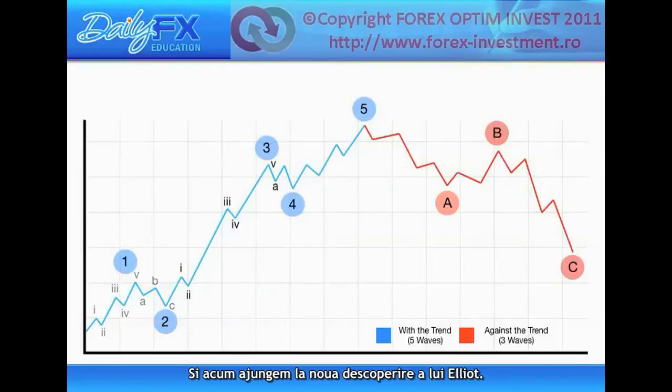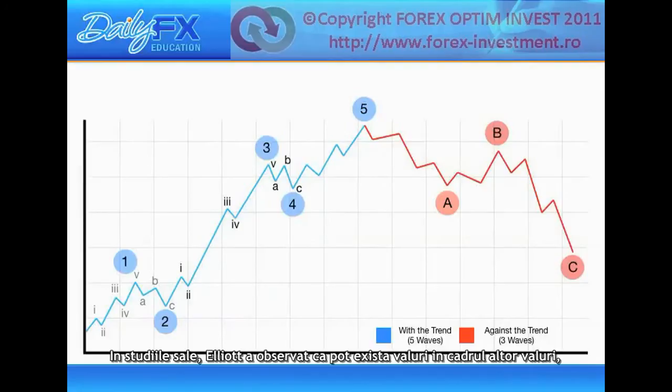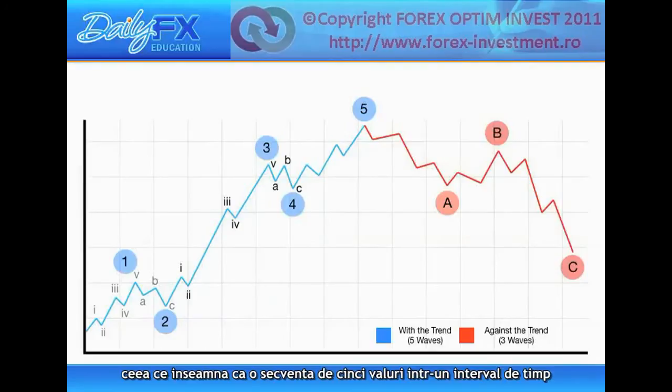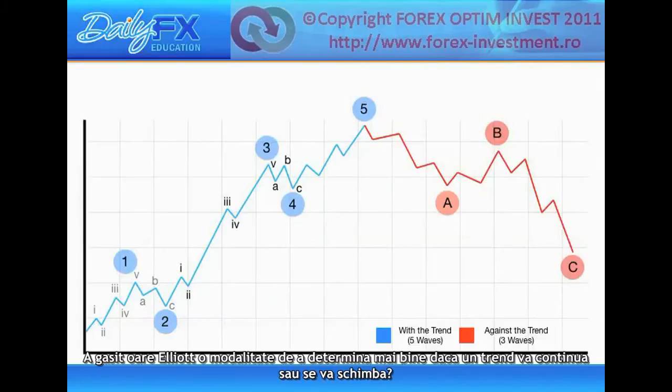And now we come to Elliott's next discovery. In his studies, Elliott noticed that you can have waves within waves, which means that a 5-wave sequence in one time frame may be the 3rd wave in a longer time frame. It appeared that this observation might be leading him towards something really big. Had Elliott found a way to better determine if the trend would continue or change? Had he found a way to overcome the challenge we outlined at the beginning of this video?